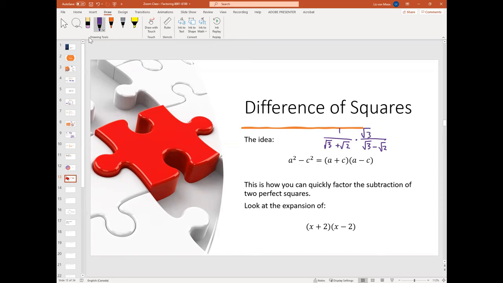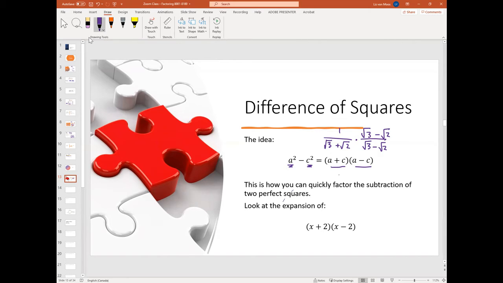Every single time we did that, so of course, top and bottom has to be multiplied by the conjugate. Every time we did that, we found that we ended up with perfect squares under the radical. Root 3 times root 3 is 3. Root 2 times root 2 is 2. And the middle two terms canceled out. So every time we have this scenario, a plus c, a minus c, we end up with just the square of the first, a times a, and the square of the second.